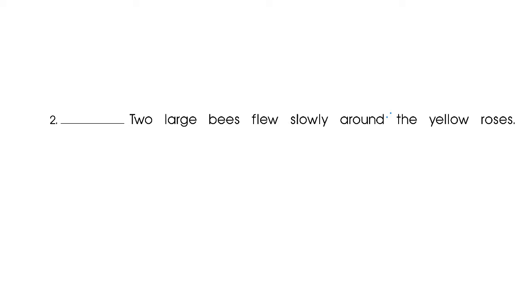Who flew slowly around the yellow roses? Bees. Subject, noun. What's being said about bees? Bees flew. Verb. Flew how? Slowly. Adverb. Around. Preposition. Around what? Roses. Object of the preposition. What kind of roses? Yellow.